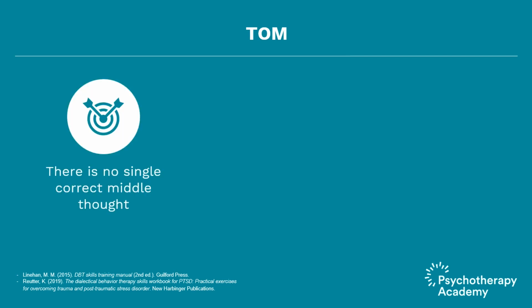Okay, so that's the process. Thought, opposite, middle. But I just want to make a few more points about this process. So one point is there is no single correct middle thought. Remember, the whole idea here is to be dialectical and to think about things from different perspectives. So it's perfectly possible and maybe even advisable to have multiple middle thoughts.